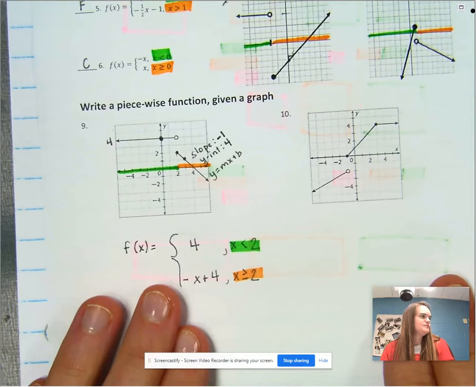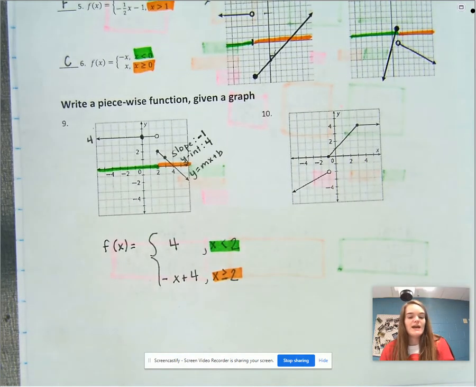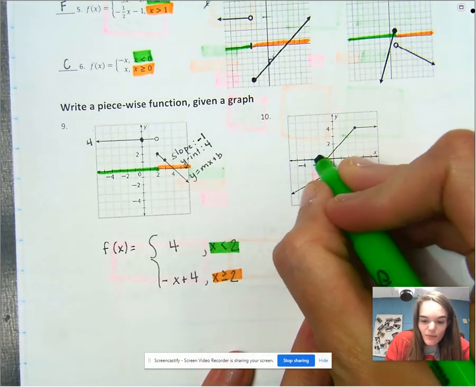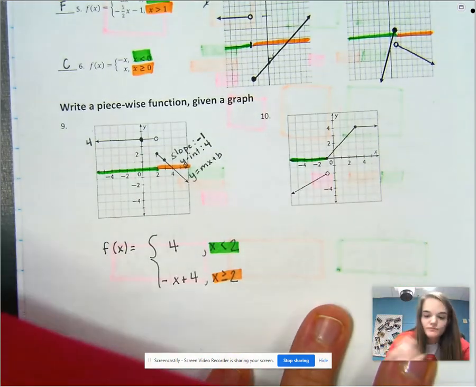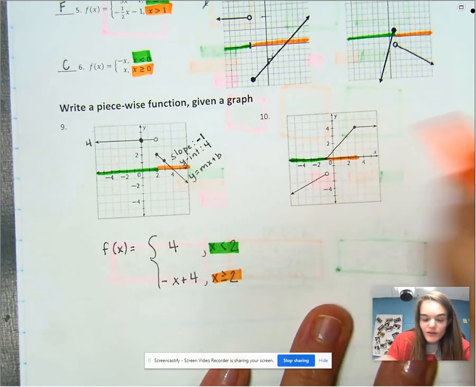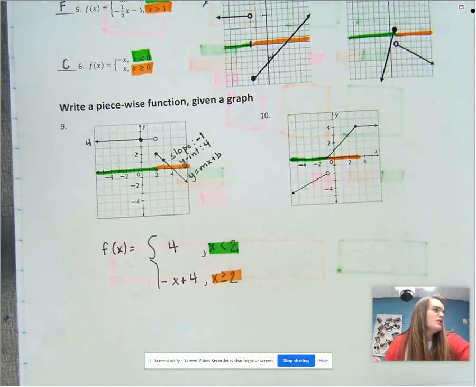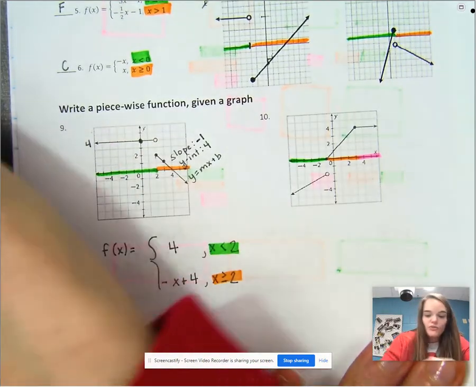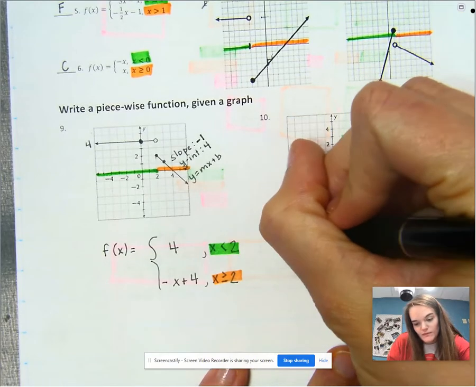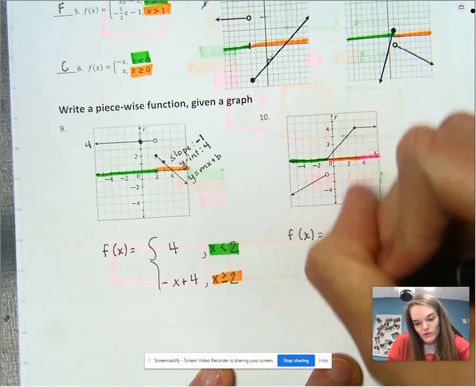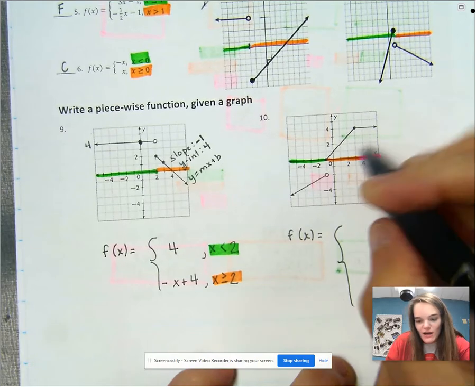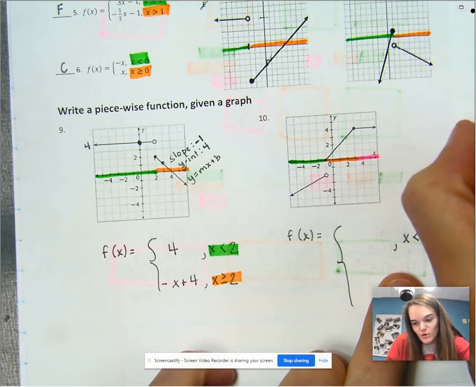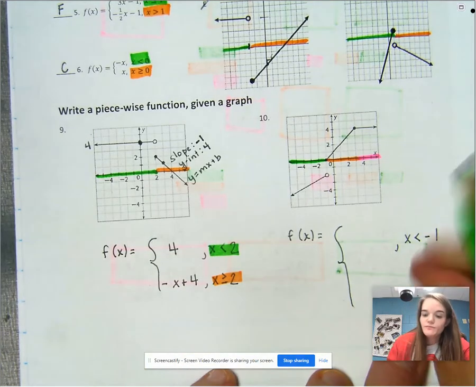Let's try 10. We have 3 pieces in this piecewise function because I have here, I have here, and I have here. I'm looking for every single time that the domain changes, every time the graph is changing. So f of x equals, going to have 3 of them. So I have right here -1 when x is less than -1. So this green portion.